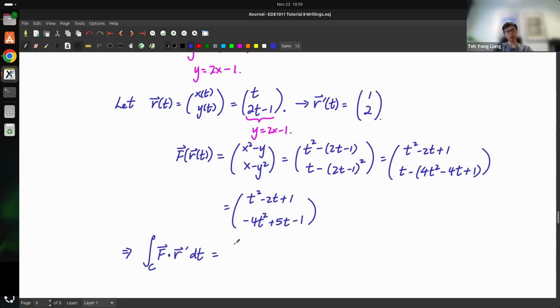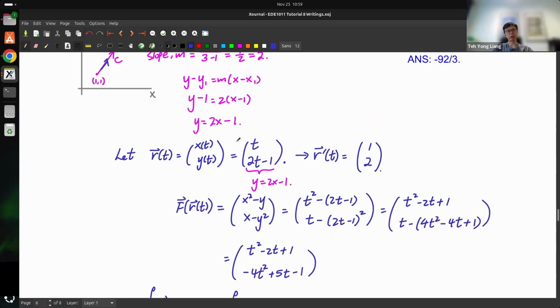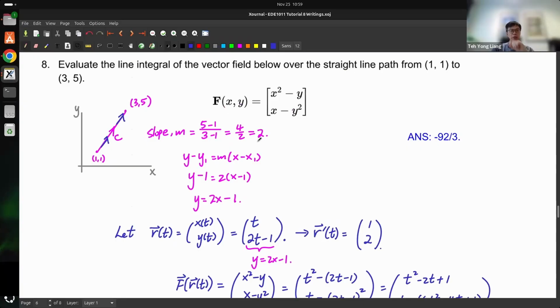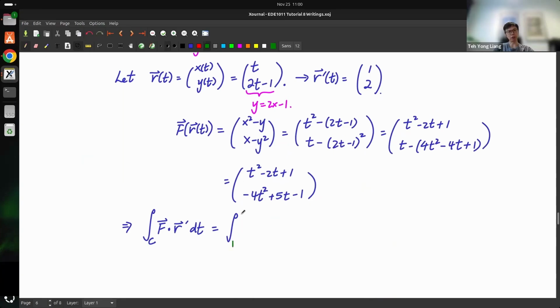Integration over path C will mean that you are integrating from t equals what to t equals what. But because your t is x, you let your x be t. So that means t must be from x equals 1 to x equals 3. Therefore t must be from 1 to 3, because t equals x. So the limits must be from 1 to 3.